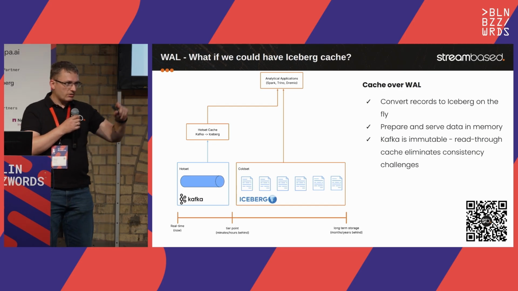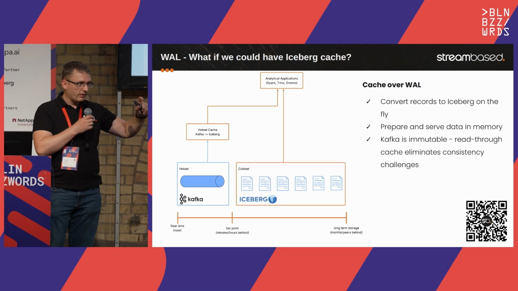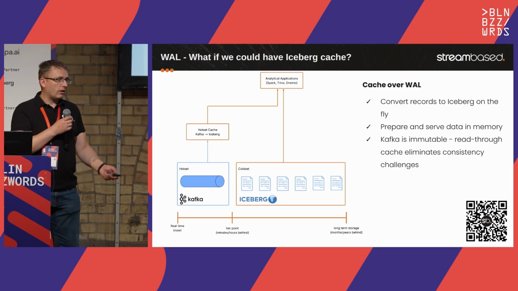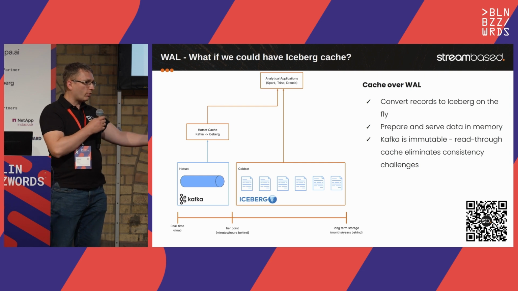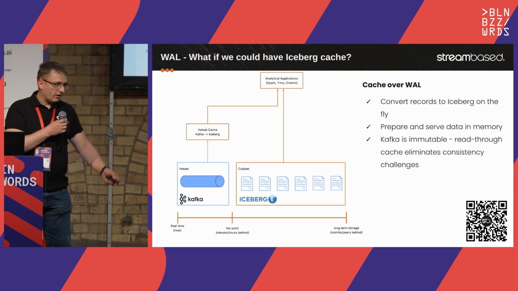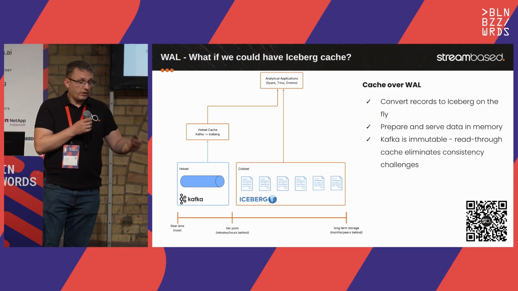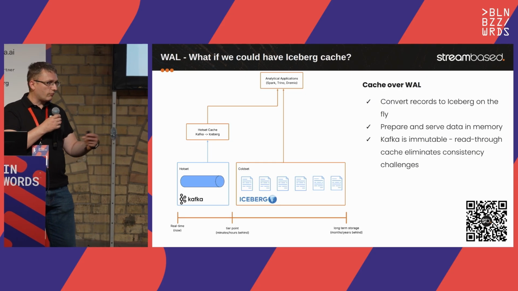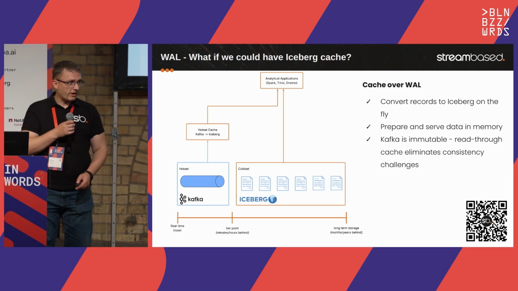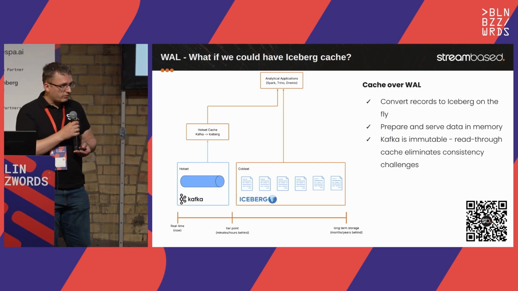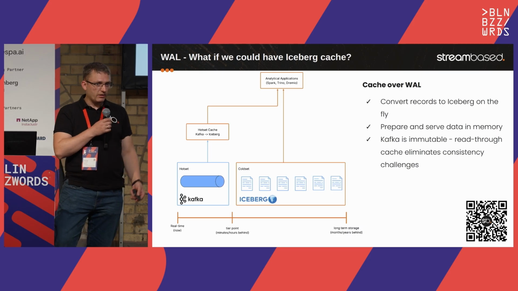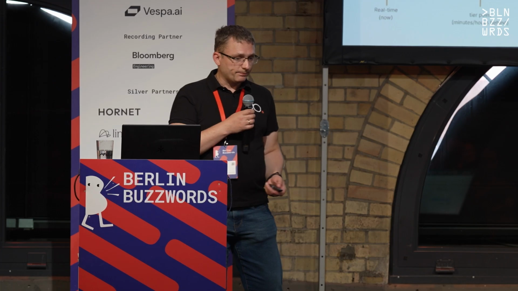Now, if we could make that WAL Iceberg itself without syncing it into Iceberg, if you put a layer that does a cache over the Kafka part of the WAL and creates on-the-fly conversion to Iceberg. Think about it like a proxy. We have REST proxy for Kafka. Why not Iceberg proxy for Kafka? Yeah? So it can prepare and serve data in memory, do the translation from Avro or JSON or whatever into Parquet, hand it off as an Iceberg to the client without ingesting it into actual S3 or whatever object storage behind the Iceberg table itself.